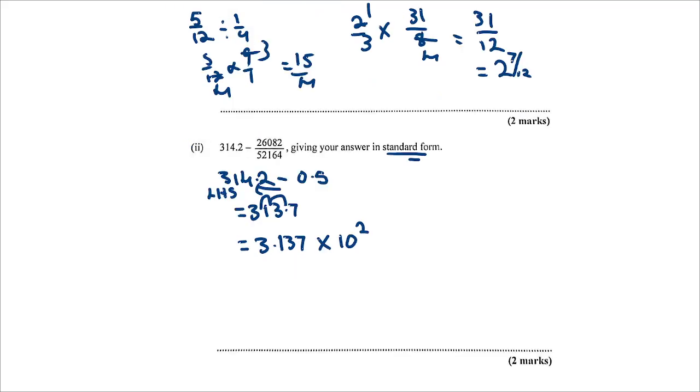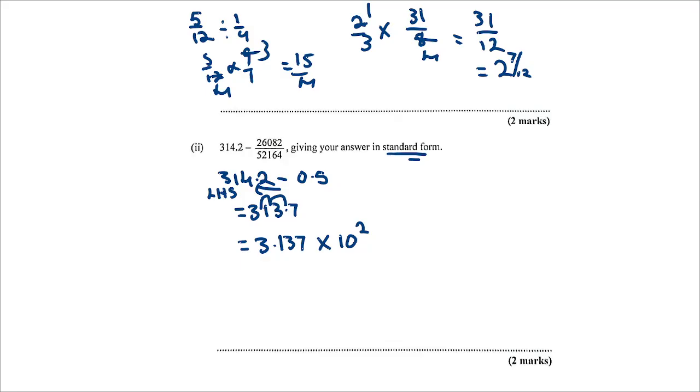This question is 2 marks. And although, yes, you are using your calculator, you need to show them the process in which you did it. Right? So you would put 26,082 divided by 52,164 is 0.5. 314.2 minus 0.5 is 313.7. And then you just show that you shift your decimal point.